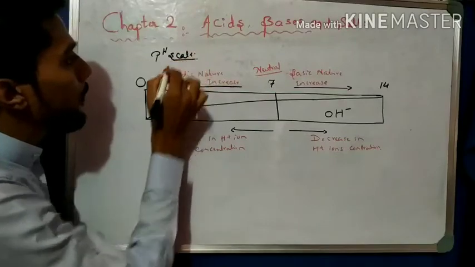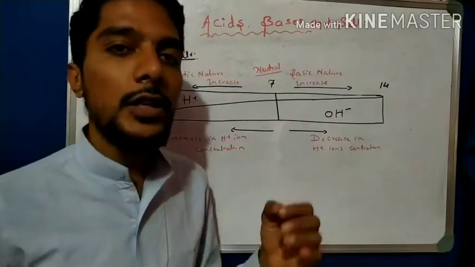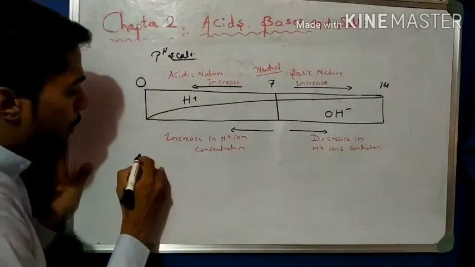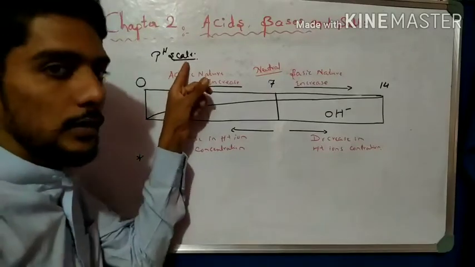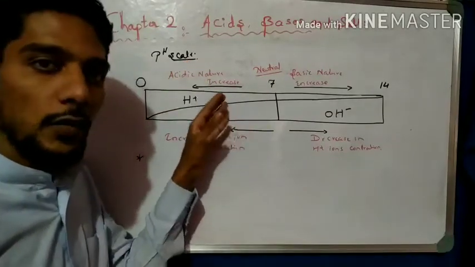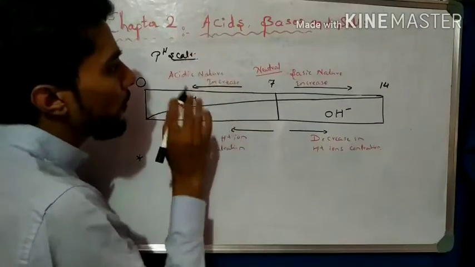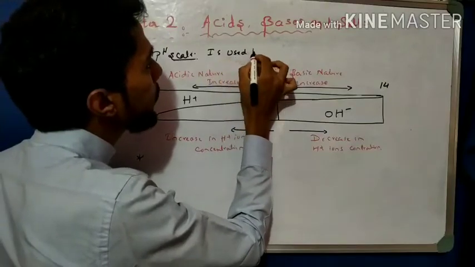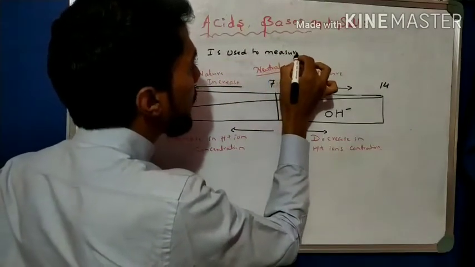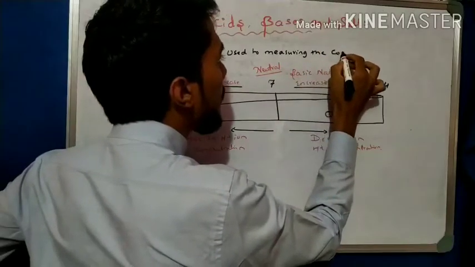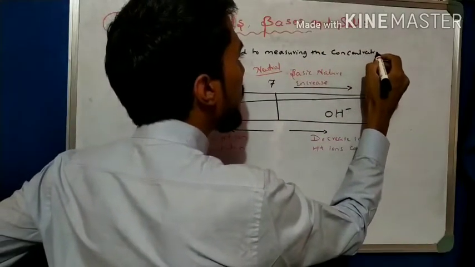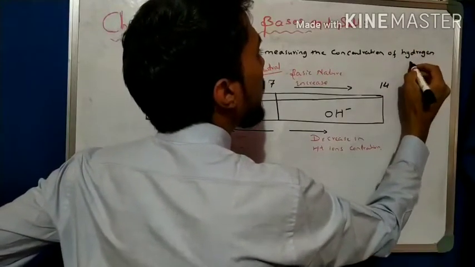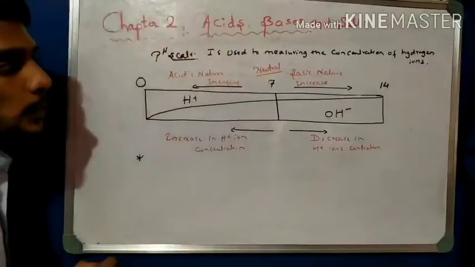As you know from the definition, the pH scale is used to measure the concentration of H plus and OH minus ions. Now let us read the pH scale one by one. The pH scale is a scale which is used to measure the concentration of hydrogen ions, right? So again, the first point about the pH scale is that it is used for measuring the concentration of hydrogen ions, H plus ions.